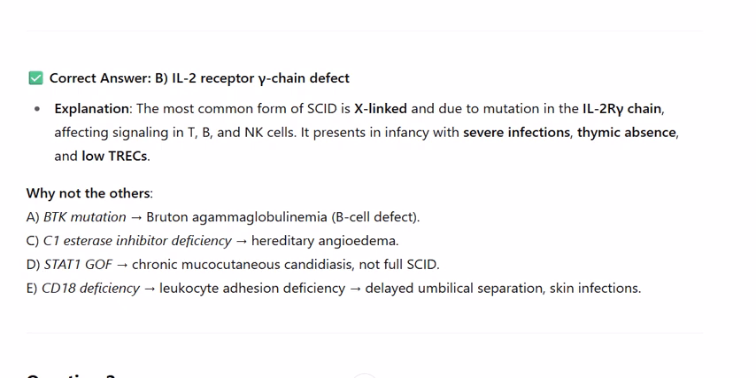Why not the others? A. BTK mutation, Bruton agammaglobulinemia, B-cell defect. C. C1 esterase inhibitor deficiency, hereditary angioedema. D. STAT1 gain-of-function, chronic mucocutaneous candidiasis, not full SCID. E. CD18 deficiency, leukocyte adhesion deficiency, delayed umbilical separation, skin infections.